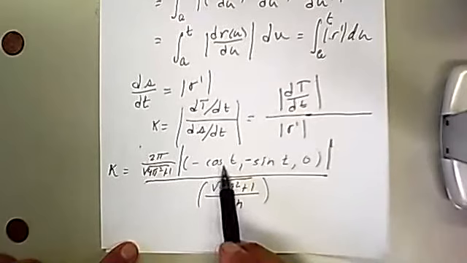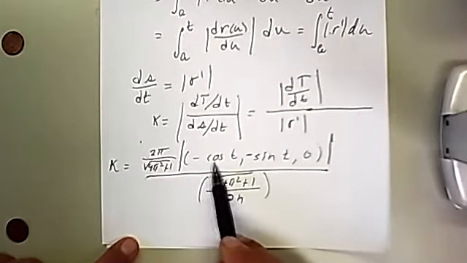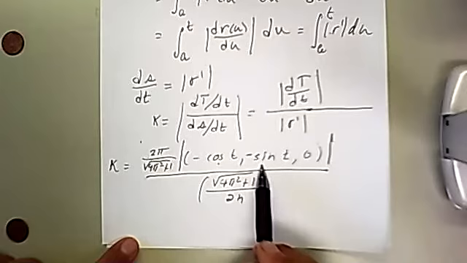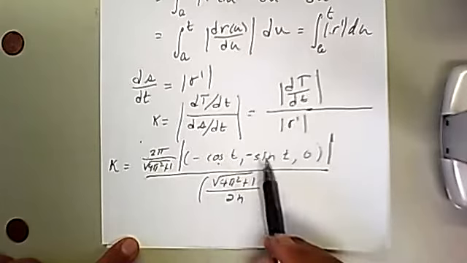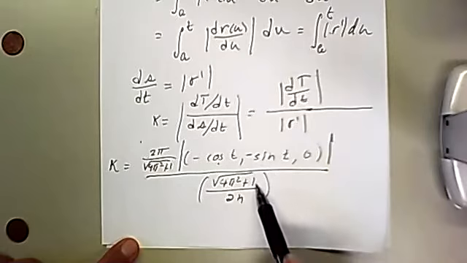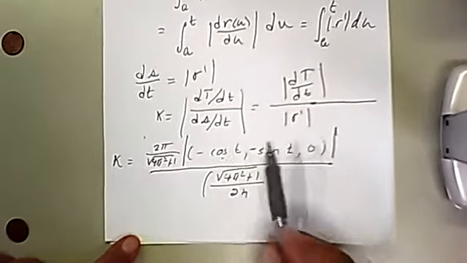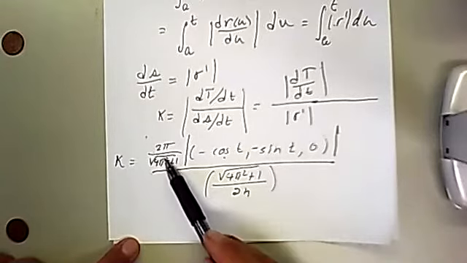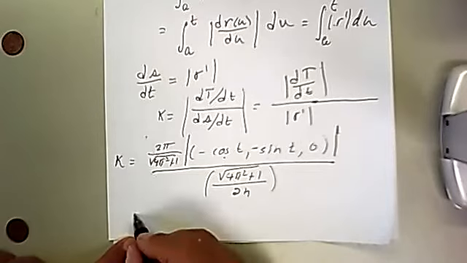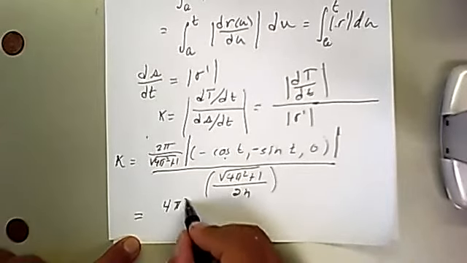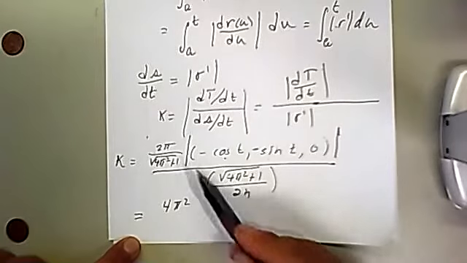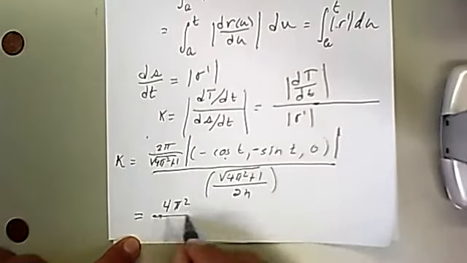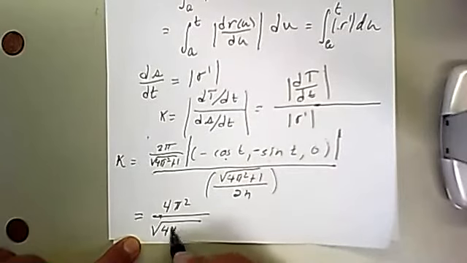What is the magnitude of this vector? Cosine squared, sine squared. We lose the negatives after we square, and 0. So cosine squared plus sine squared, we know that is going to be 1. And we're going to take the square root of 1, which is going to give us 1. So again, the magnitude of this vector will be 1. So we have this scalar divided by that scalar. And that is going to give us 4 pi squared, because remember, we multiply by the reciprocal when we are dividing by a fraction, over the square root of 4 pi squared plus 1.